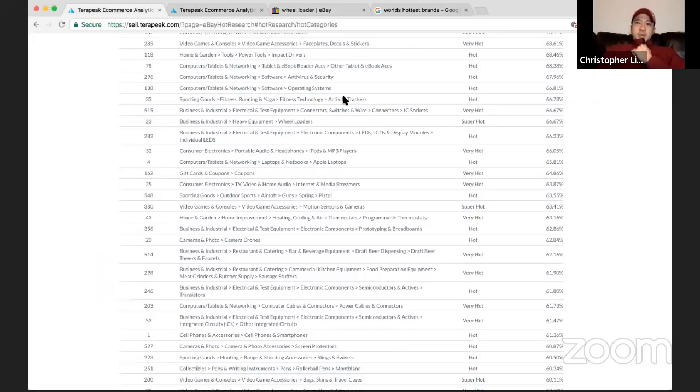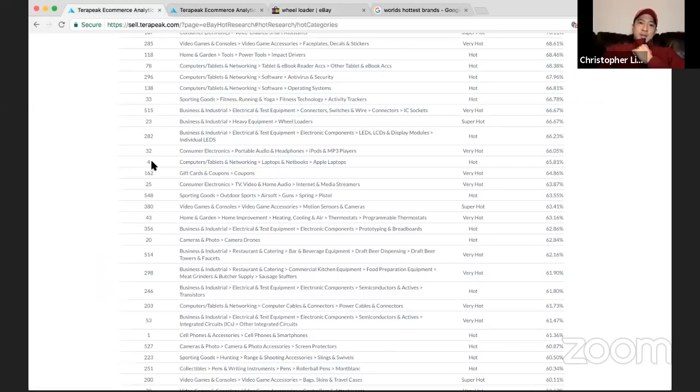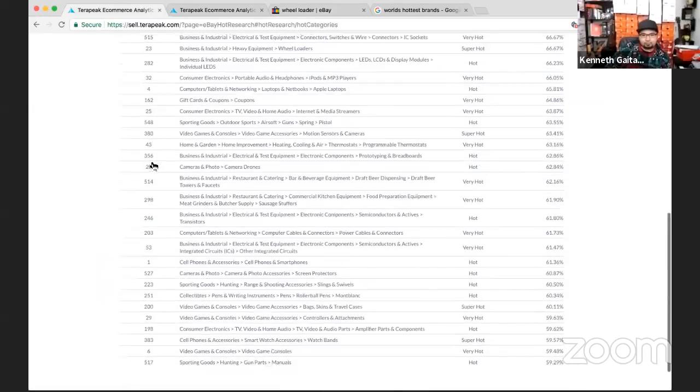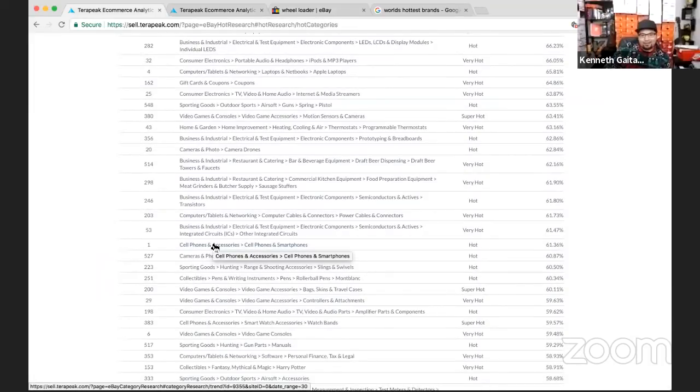Activity trackers is pretty hot. It's like Fitbits and stuff, is 33. Yeah, because Fitbit is so cheap now. That's why they're going to eBay. Apple MacBooks are number 4 for rank. Wow. Cell phone accessories and smartphones are number 1. Number 1. Wow. I would have never guessed that that's number 1. I thought for sure something else would be.